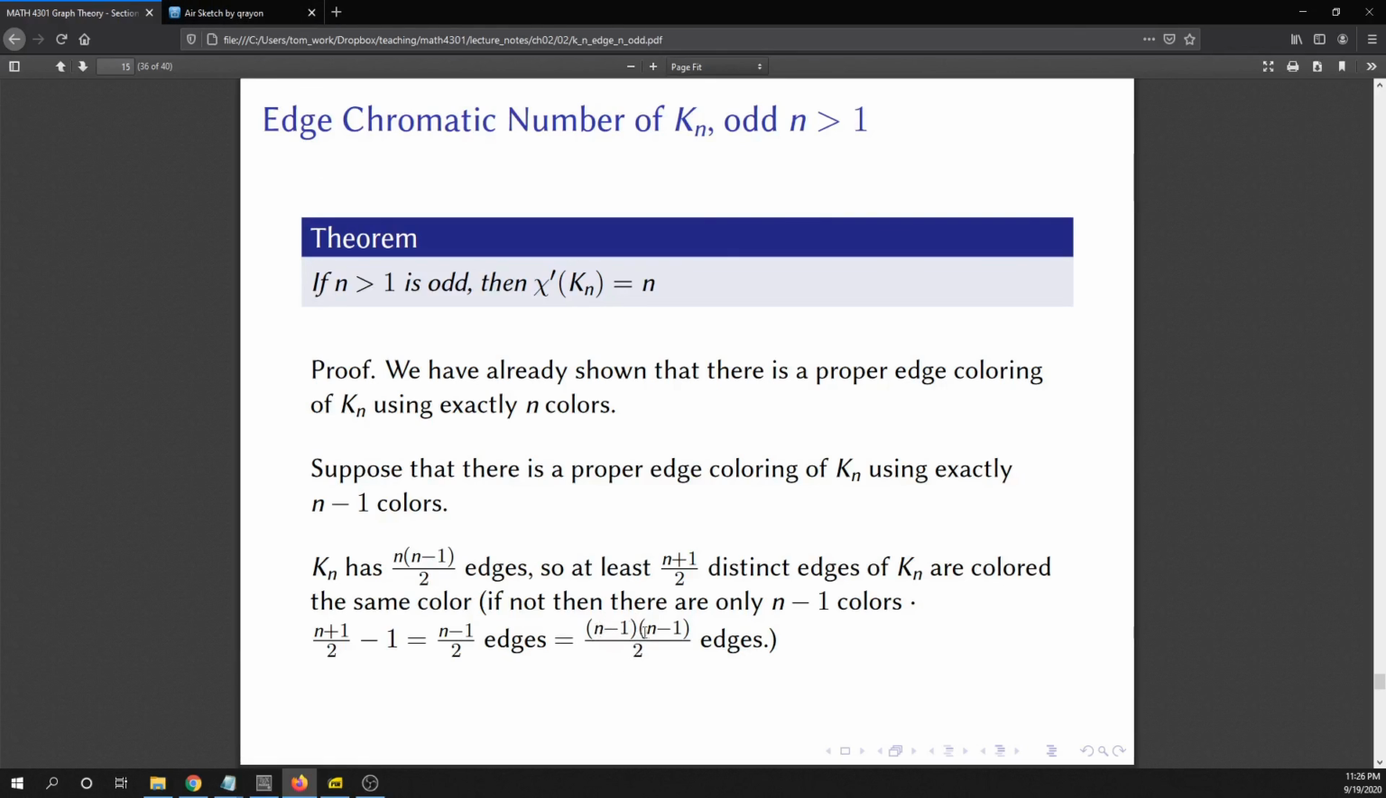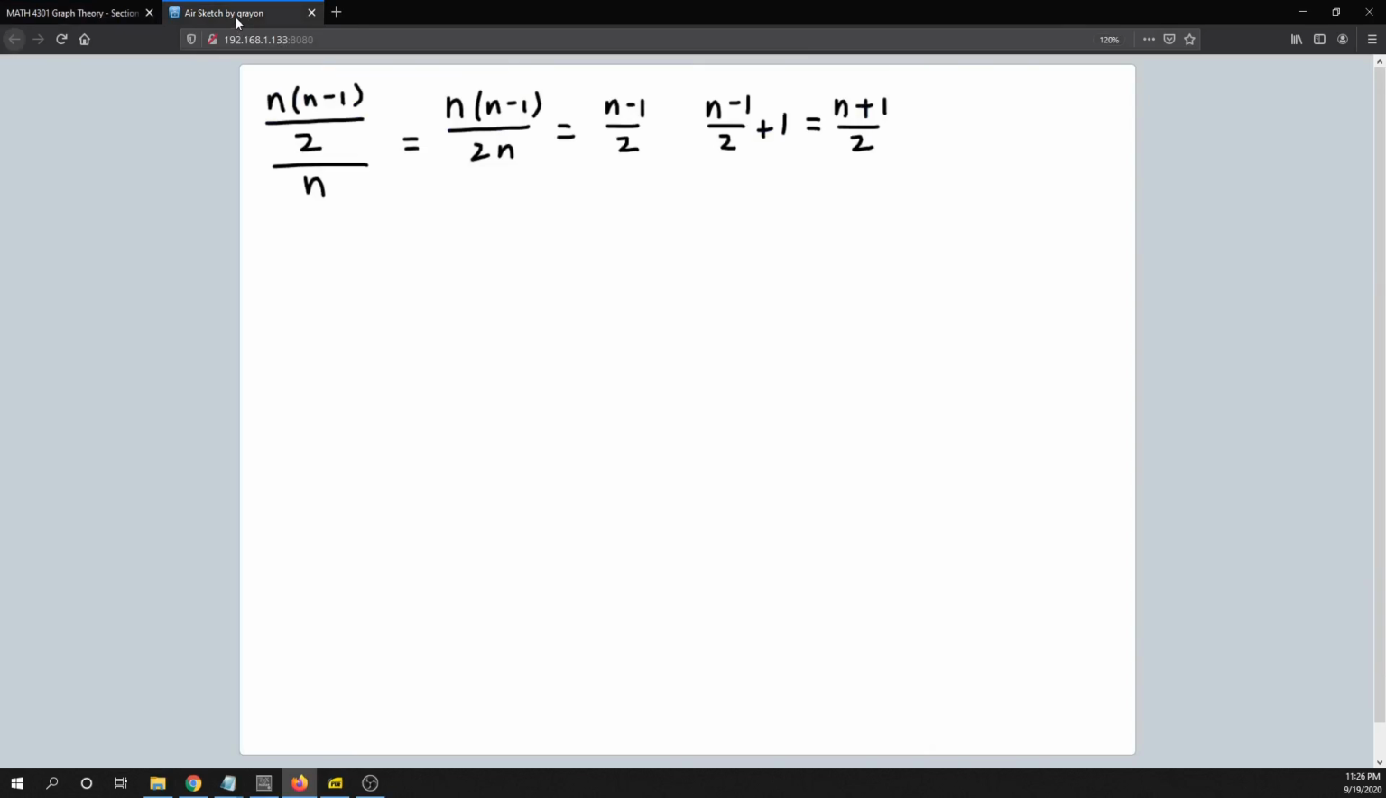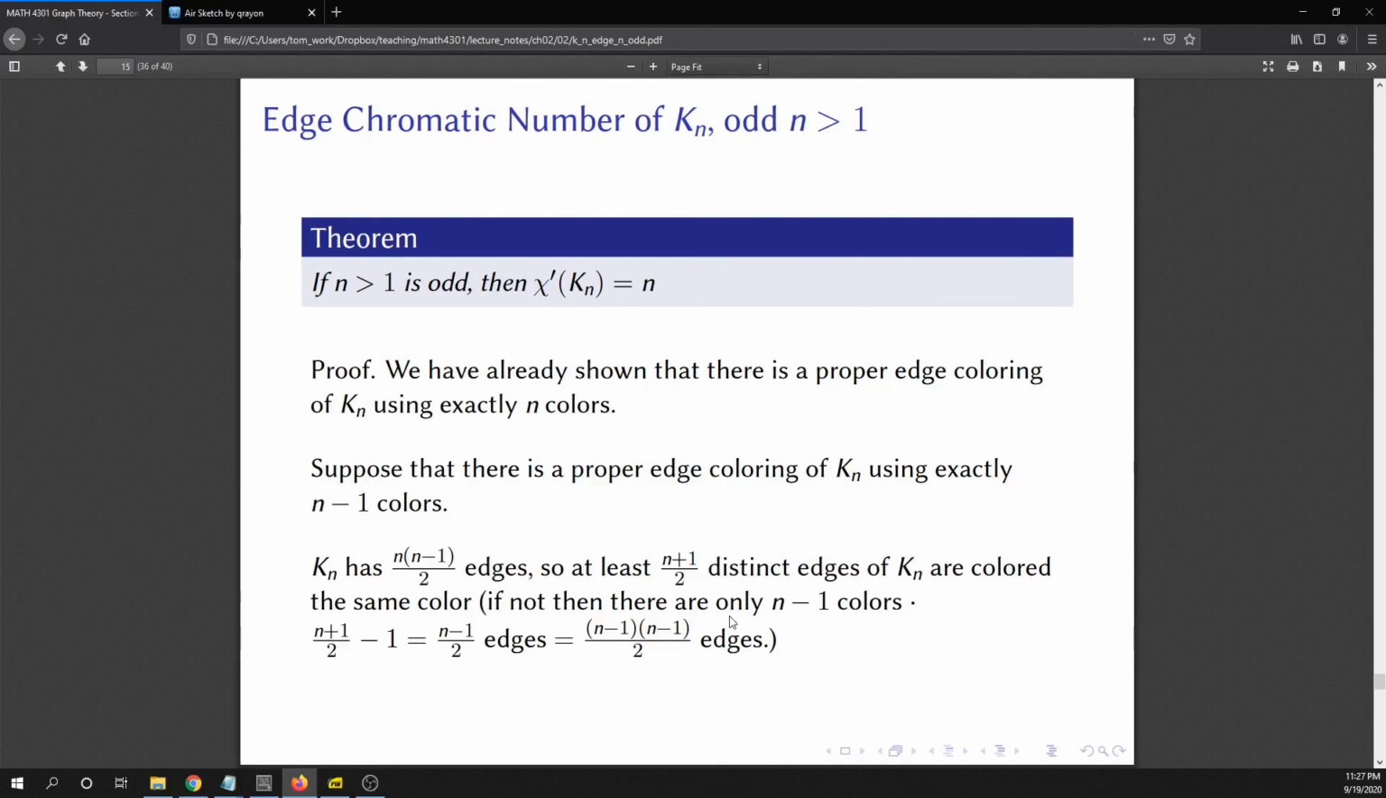This number right here, n minus 1 times n minus 1 over 2, is definitely less than n times n minus 1 over 2, just for the fact that we know that n minus 1 is less than n. So if we multiply both sides by n minus 1, and divide both sides by 2, we get this. So 100% this number is less. So that's not enough edges. What that means is that there are n plus 1 over 2 distinct edges in the graph that would have to be colored the same color.